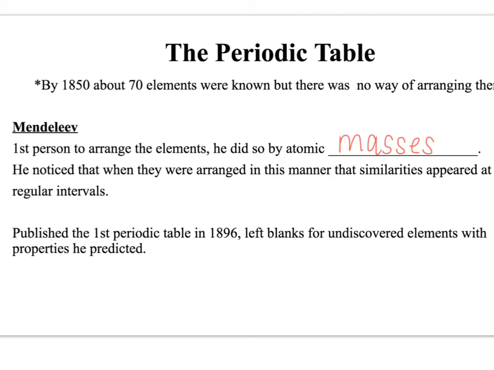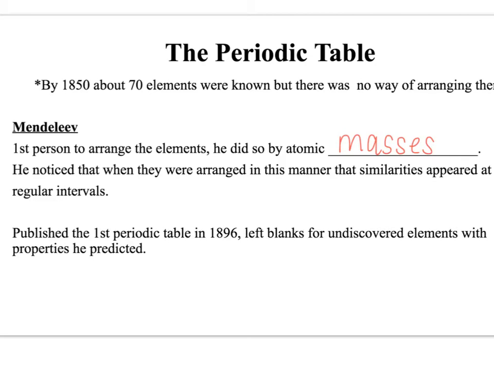By about 1850, scientists knew of about 70 elements, but there was no way they had of arranging them. So the first guy to do this was a Russian scientist by the name of Mendeleev. Both ways are usually accepted for pronunciations. He was the first person to take these elements and arrange them, and what he did is he listed them on a bunch of cards, lined them up by their masses, and when he did this, he noticed that there were some patterns that appeared at regular intervals.